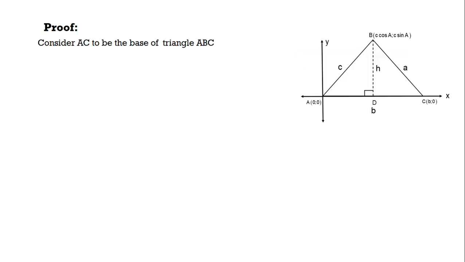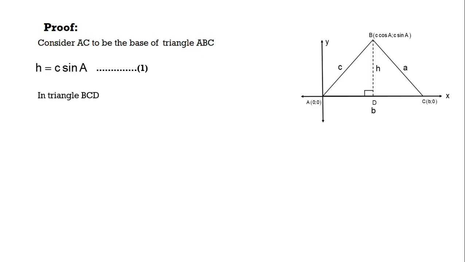Now going to your proof, you consider AC to be the base of your triangle. It's important to state that because you can, hypothetically speaking, choose AB or BC to be your base. So it's very important for you to specify that AC in this particular case will be your base. So h, which is your height, is c sin A, as you saw in the previous slide. You label that equation 1.